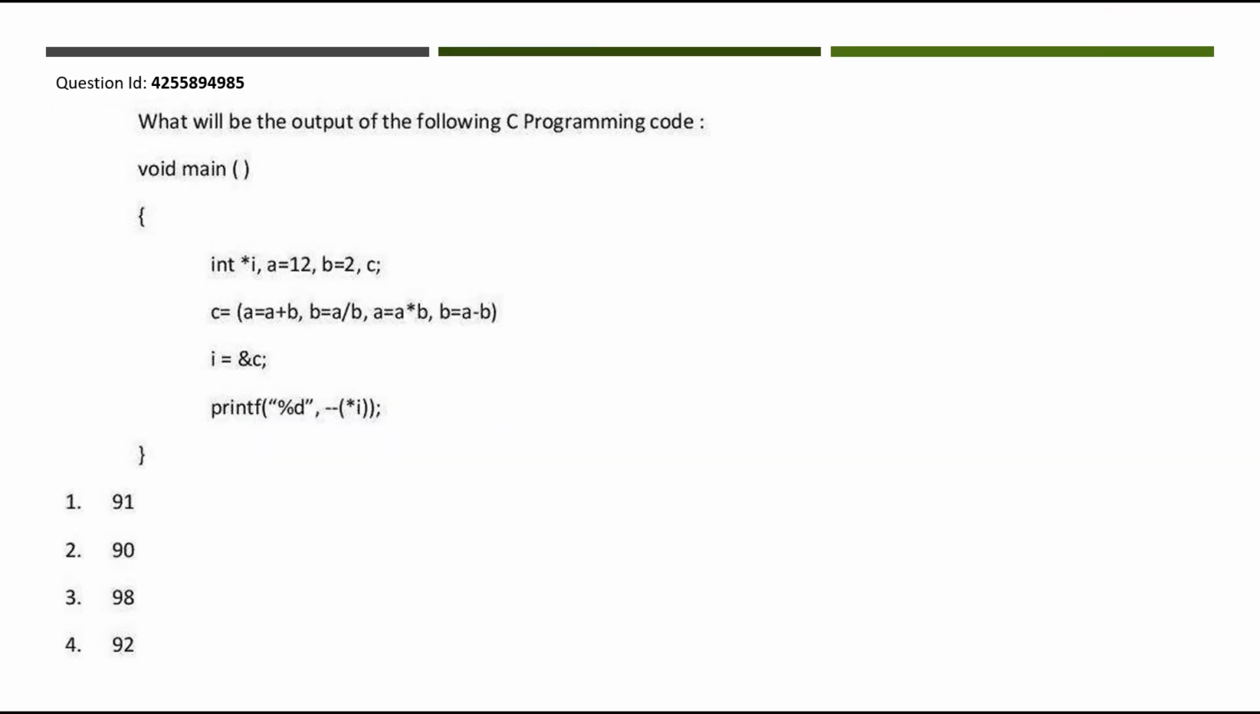Next question. What will be the output of the following C programming code? They have declared a pointer star I here. A is equal to 12, B is equal to 2, and then they have declared C. C is equal to, inside the parenthesis, they have given 4 kinds of expressions separated by comma. Then I is equal to ampersand of C, which is actually referring to the location of C, the address of C. Star I will give you the C value. Decrement part will actually decrement the value by 1.